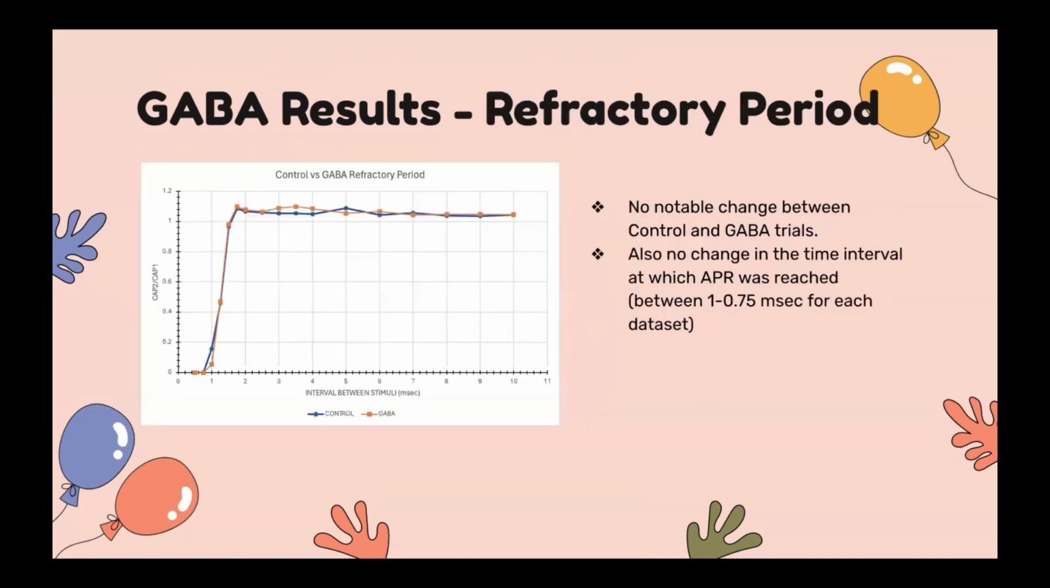Within the refractory period trials, there were no notable changes between the control dataset and the GABA dataset. This could be due to the lack of GABA receptors present within the sciatic nerve tested.